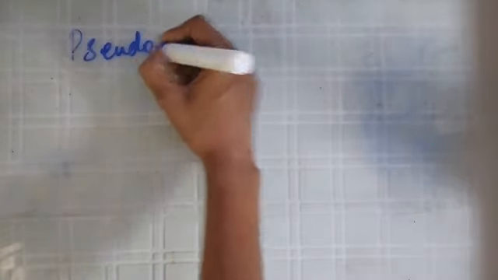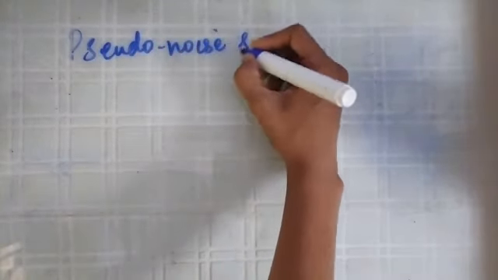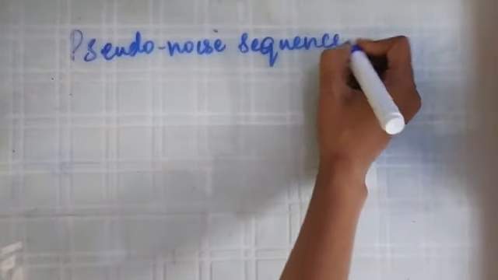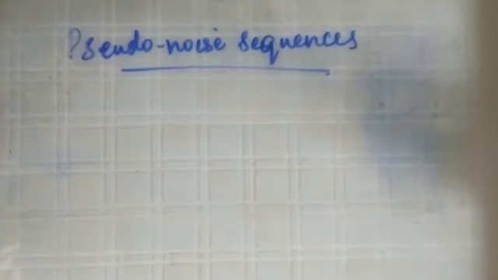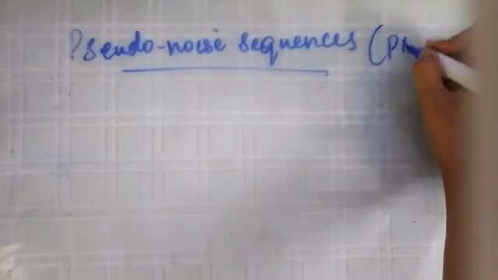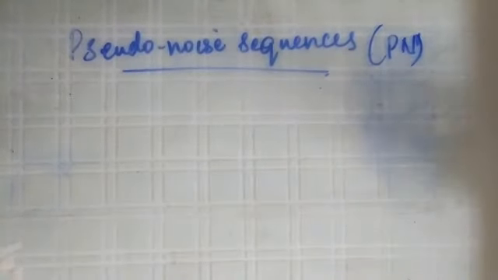Now let's move on to what is a pseudo noise sequence. This module is not so complicated. My opinion is that compared to all other modules you have studied, this is much simpler and smaller, and you'll find it a little interesting as well. So, pseudo noise sequences, or PN sequence in short, as we'll refer to it throughout the module.